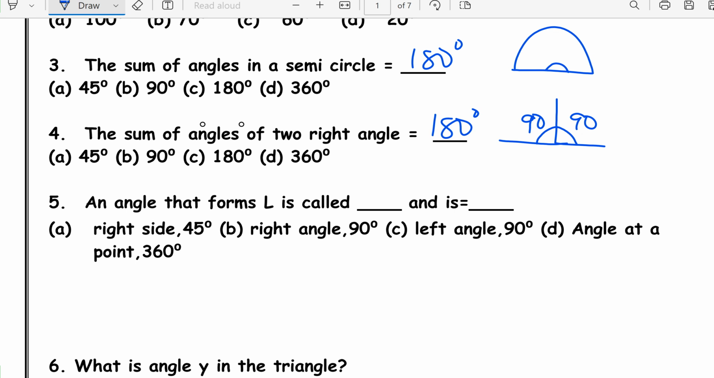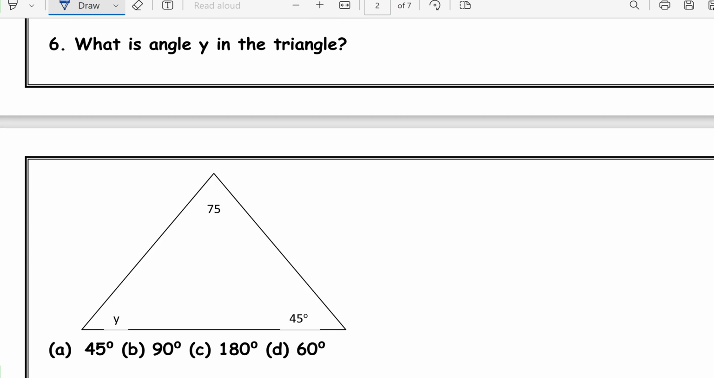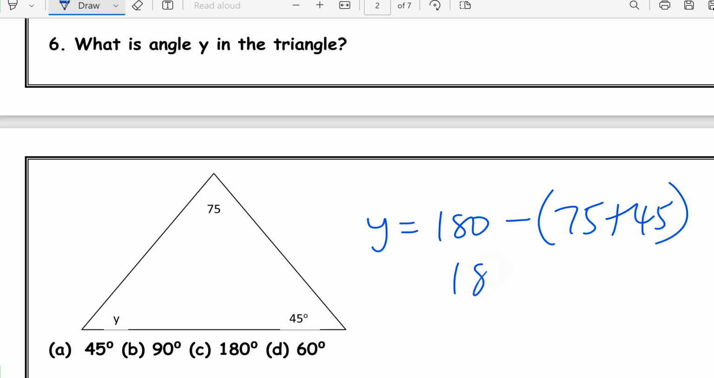Now let's go to number 5. An angle that forms an L is called, I've said it, the right angle, and it equals 90. Let's go. Now number 6 says, what is angle Y in this triangle? Just the way we have done the one above, Y will be equal to 180 minus the addition of these two, and that will be 180 minus 120. Then you get your answer.